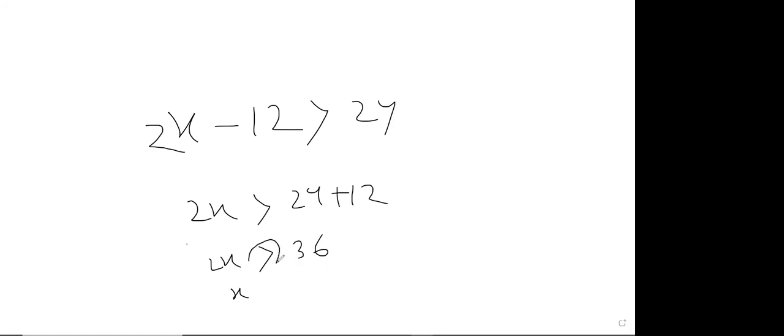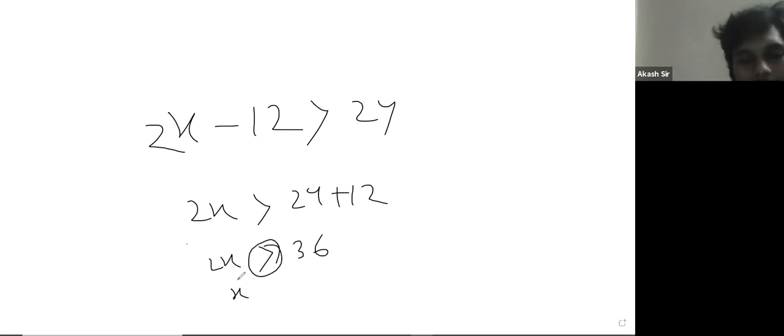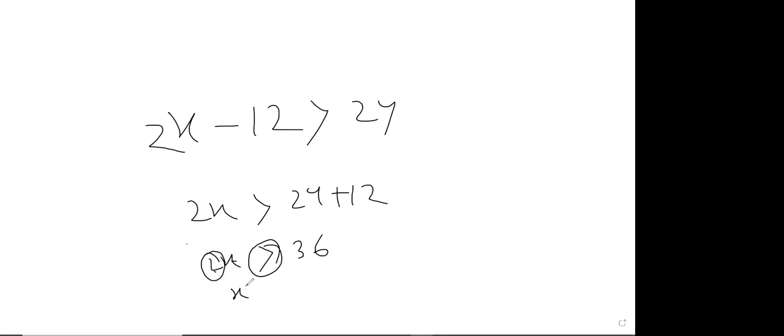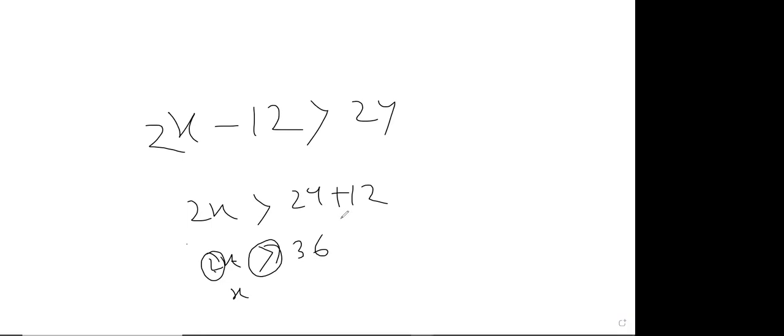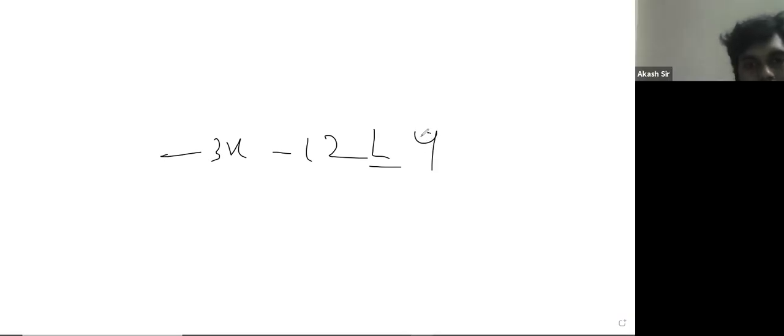No, but see, you didn't have to change the sign, right? Because you are dividing by a positive number. 2 is a positive number. You only have to change the sign when the number is negative. Okay, yes, sir. So then the answer will be x is greater than 18, sir. Yeah, greater than, just like this.